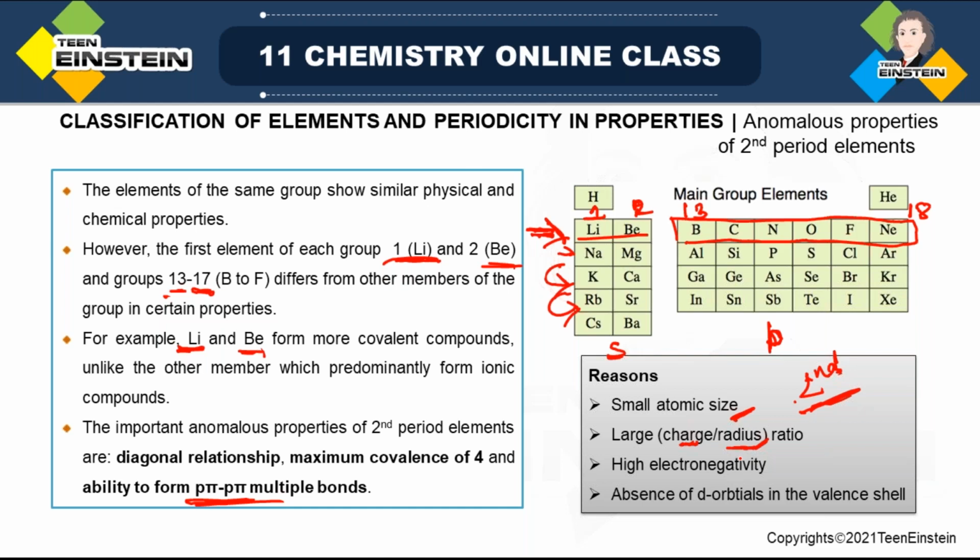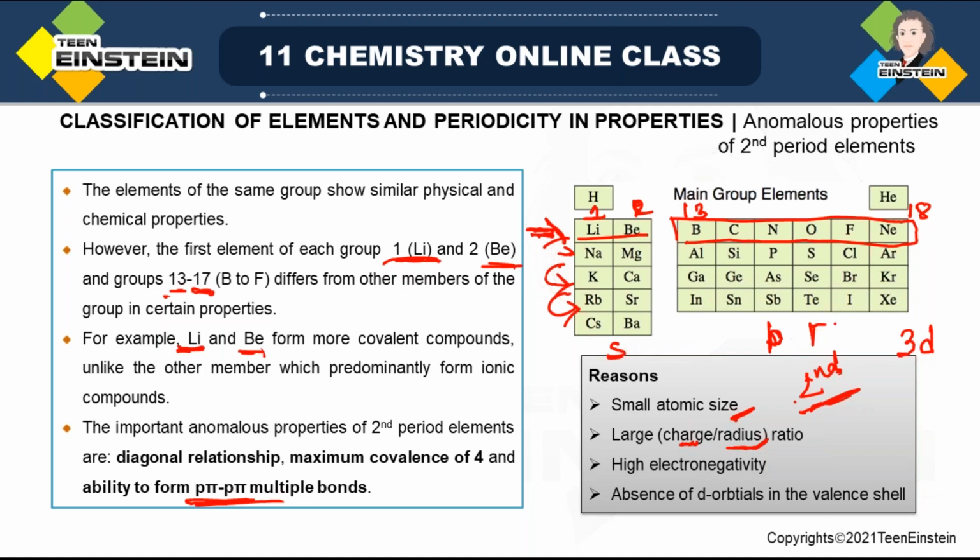And the fourth reason is very crucial. Why? Because you will not find d orbital, because in second period there is no d orbital. But when you move to third period, that is sodium, magnesium, aluminium, for all these elements there is presence of 3d. Though it is true 3d is vacant, there is no electron in 3d, but there is availability of 3d. So as a result, what happens?